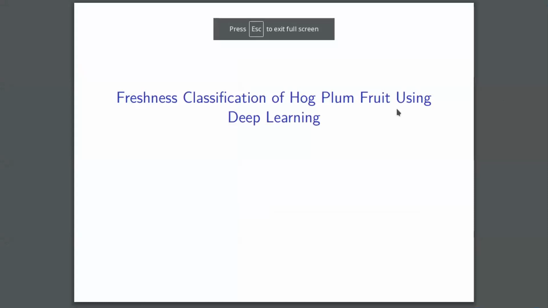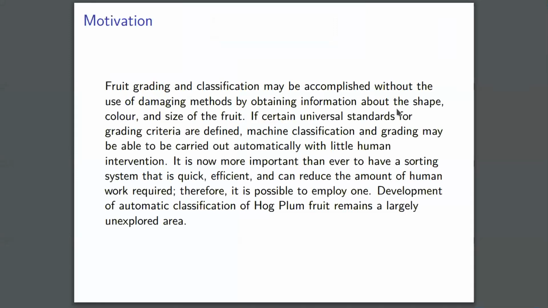Okay. So I'm from University of Petroleum Engineering Studies. Our paper is titled Freshness Classification of hog plum fruit using deep learning. Hog plum is a very common fruit in India. It is turned into jam, pickles, and things like that. It is also consumed directly. It is commonly present in other Asian countries as well.